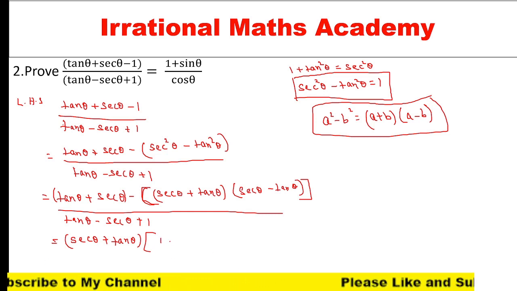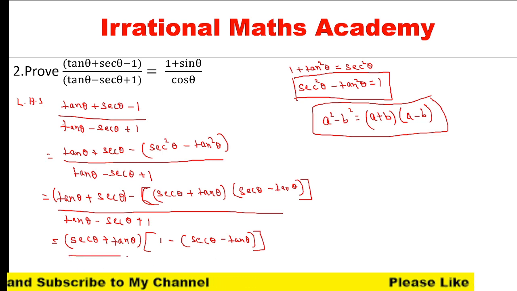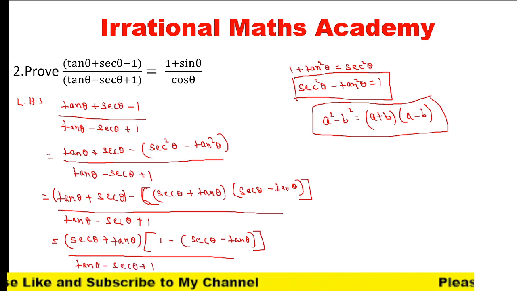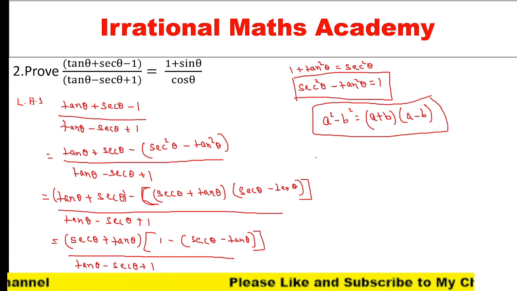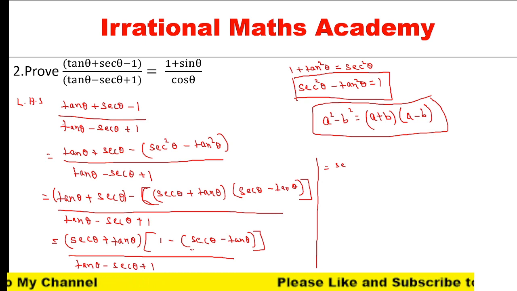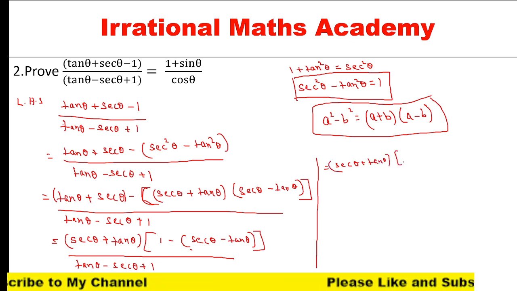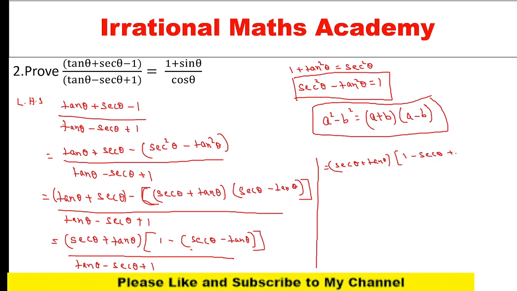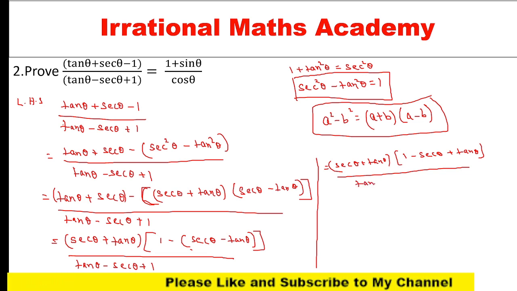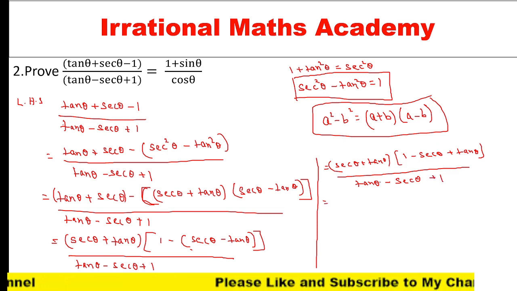If I take secant theta plus tan theta common, I'll be left with 1 minus secant theta minus tan theta upon tan theta minus secant theta plus 1. So let me write down here: secant theta plus tan theta. If I open this bracket, 1 minus secant theta plus tan theta. Is it clear? Upon tan theta minus secant theta plus 1. Okay, 1 minus secant theta plus tan theta minus secant theta.